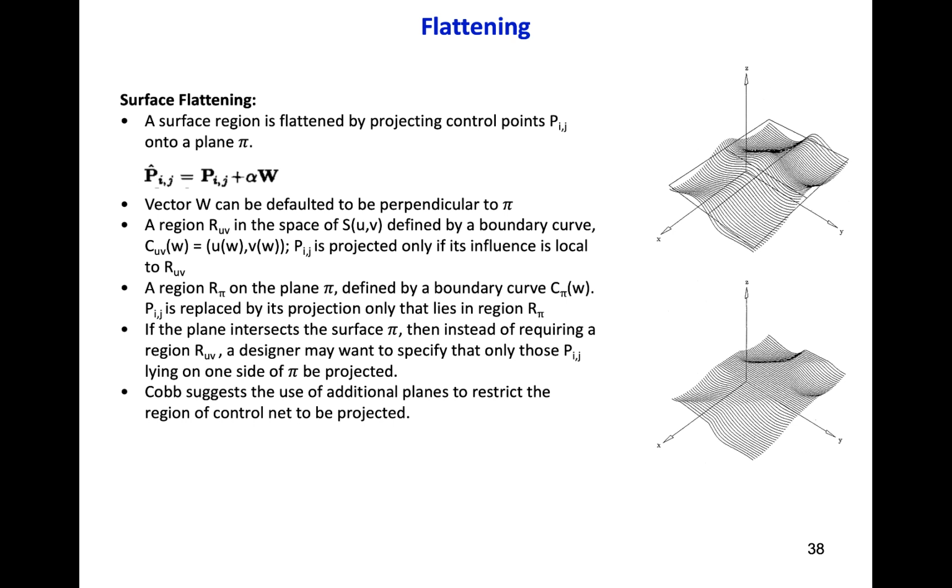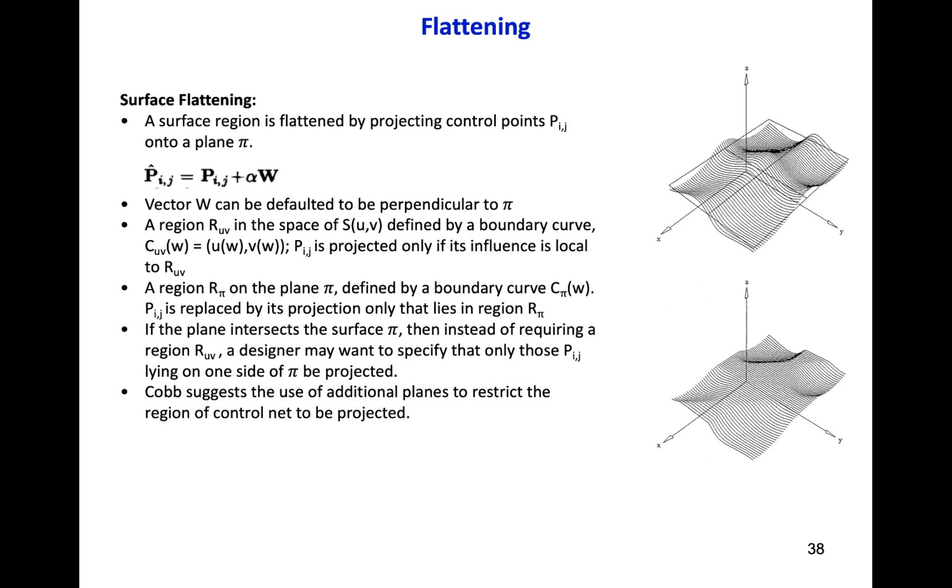And we also have a vector here like in curve flattening. So vector W can be defaulted to be perpendicular to pi, a region RUV in the space of SUV defined by a boundary curve CUVW equal to UW, VW. Pij is projected only if its influence is local to RUV. For a projected region R pi on the plane pi defined by a boundary curve C pi W, Pij is replaced by its projection only if it lies in region R pi.